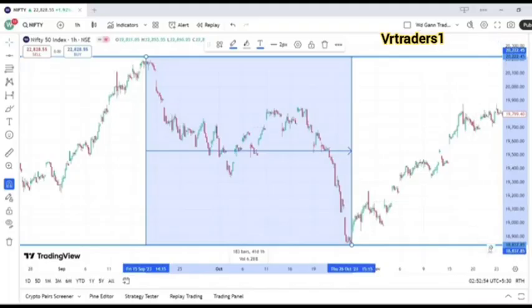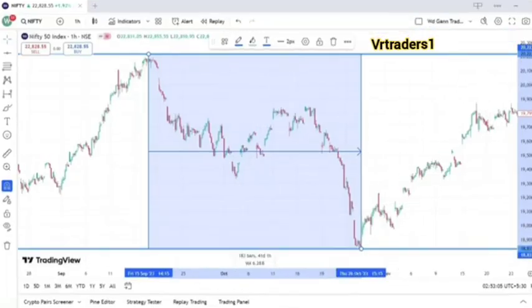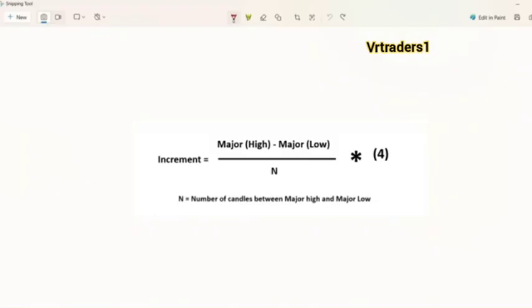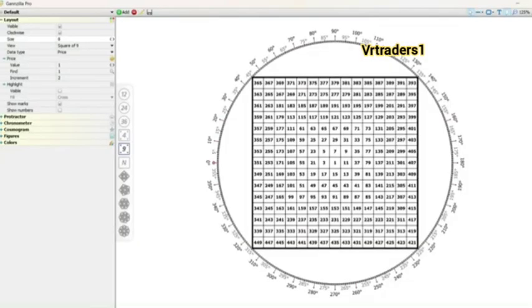So our formula is measure high minus measure low divided by n into 4, which will be equal to 20222 minus 18837 divided by 183, which is our n, into 4. That will be our increment value, which we can put in the Ganzilla Pro application here, in the increment option. Also, what will be the value option? What do we have to put in the value option?